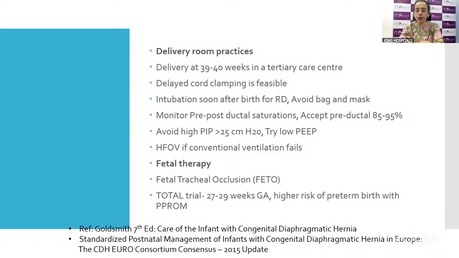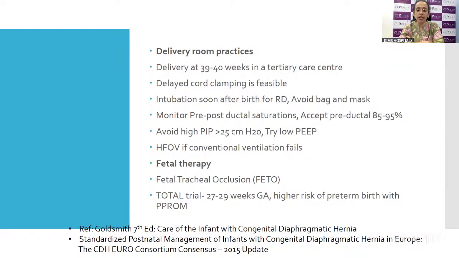Delayed cord clamping should be done if feasible, and the baby should be intubated soon after birth. And we should avoid bag and mask ventilation. CDH is one of the contraindications for giving Ambu bag and mask. And we should monitor the pre- and post-ductal saturations for PPHN. And we should accept pre-ductal saturation of more than 85%. Avoid high PIP of more than 25 centimeters. Try low PEEP, and also HFOV if conventional ventilation fails.